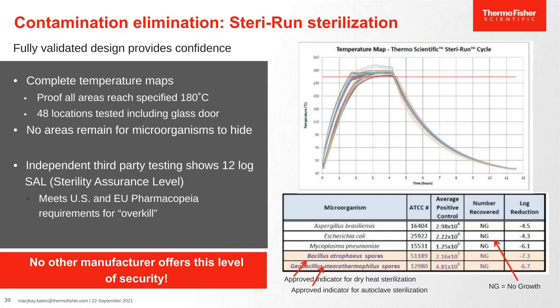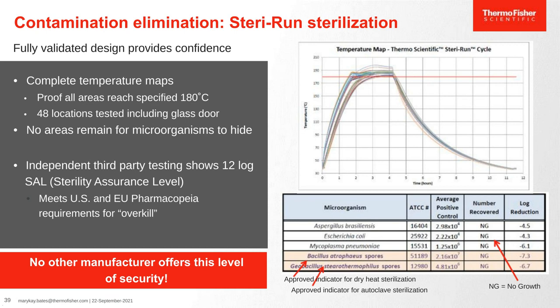So not everybody is using VHP processes, so this incubator also includes an automated high-temperature sterilization, the Steri-Run sterilization cycle. This also has been fully validated by a third-party independent test lab, the Health Protection England Agency in Porton Down in the UK. We provide complete temperature maps of 48 different locations in the incubator chamber, proving that all areas reach the specified 180-degree temperature throughout the chamber. And that ensures that no colder areas remain where microorganisms could survive and grow back.